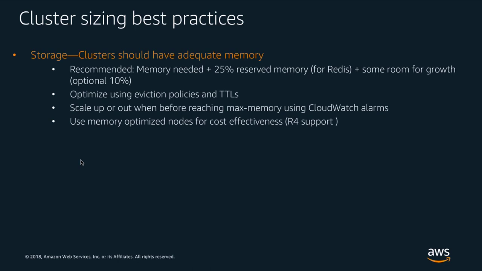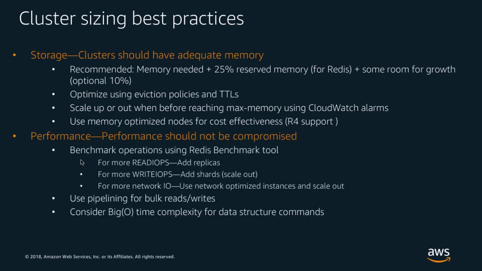To sum it up, I'm quickly going to cover some best practices for the Redis cluster configuration. Make sure you're right-sizing and keeping 25% of memory reserved, with some room to grow as well. Review your eviction policies, make sure that when you're scaling up or scaling out, you do that well in advance, and also use optimized nodes for cost effectiveness. In terms of performance overall, it's always advised to benchmark using the Redis benchmark tool so that you know whether you're looking for more read IOPS, write IOPS, or network in general.